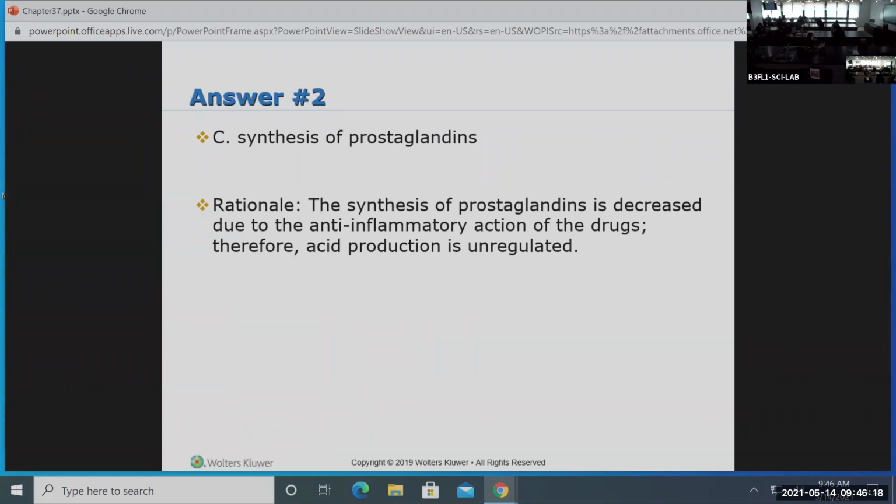Inhibit the synthesis of prostaglandin, that's what we said. The synthesis of prostaglandin is decreased. Please highlight the whole thing. Because of taking aspirin, the synthesis of prostaglandin is decreased due to the anti-inflammatory action of my drug, which is aspirin. And therefore, acid production is unregulated, and that causes irritation because of taking aspirin.